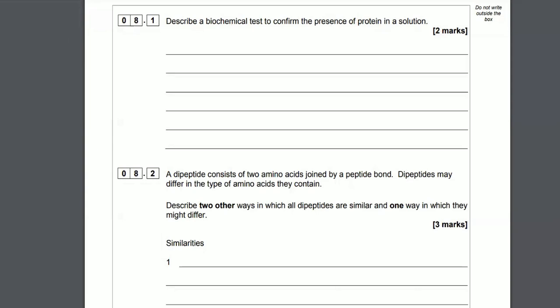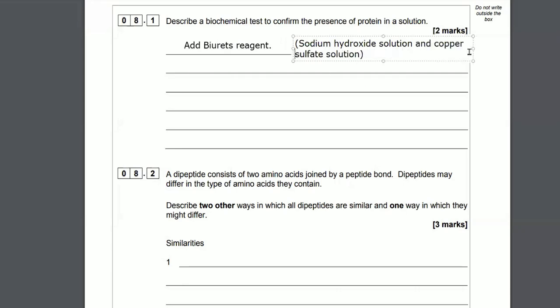So what you should be looking at here for your answer is the Biuret's test. And you want to use the Biuret's reagent, which you add in a test tube to whatever sample you're testing. Now, you can alternatively say add copper sulfate and sodium hydroxide. You'll have heard of those before. Copper sulfate is a blue solution which gives Biuret's its blue color.